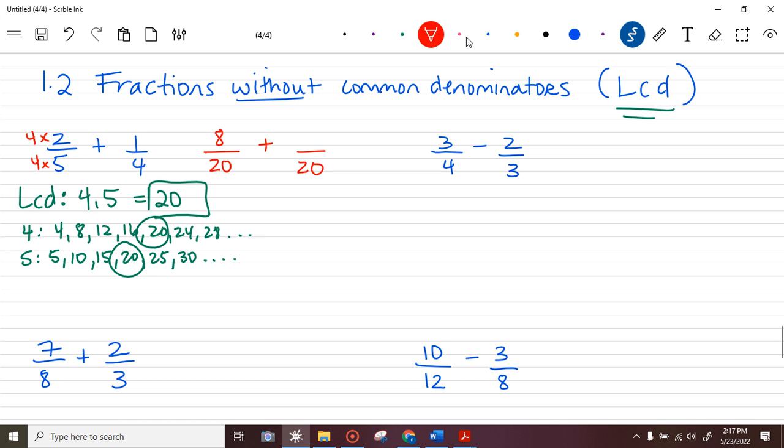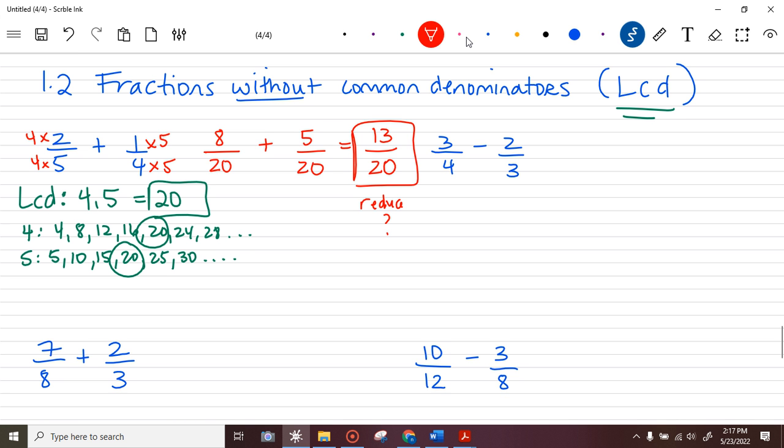Same with the 4. The 4 turned into 20 by doing a times 5, and whatever you do to the bottom, you do to the top. So 1 times 5 is just 5. Now, once you've done all that, you have your common denominators. Then you can just keep your 20 the same, just like the case before where they were already the same, and then just add or subtract the top. So 8 plus 5 is 13. Always try to reduce if you can. This one, we're stuck. 13 over 20 doesn't share any common factors.